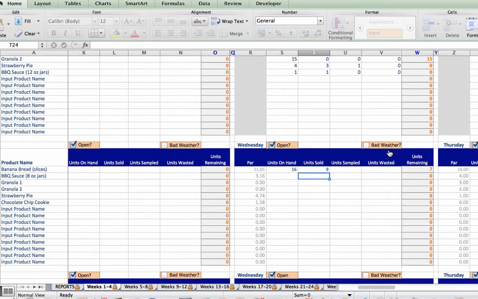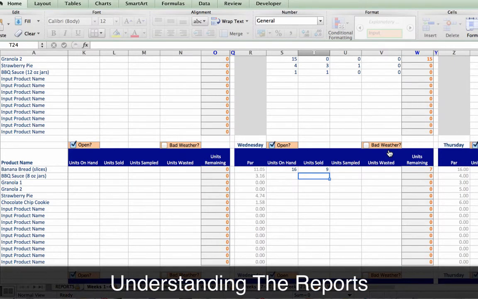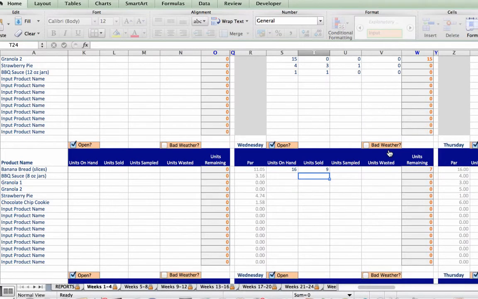Keep an eye on making sure that you're using the checkboxes properly when needed, and the spreadsheet does all the rest, from telling you how much you can anticipate selling to also giving you weekly summaries. There's one other feature of this tool designed to help you clearly understand the data that's being reported in the spreadsheet, and that's via our Reports tab. So let's take a look at that now.